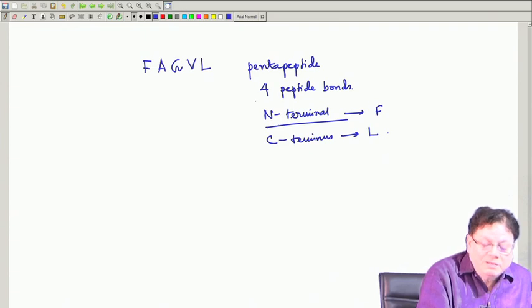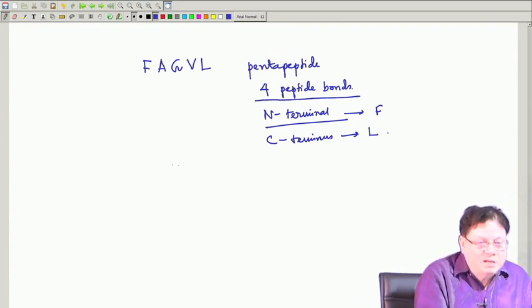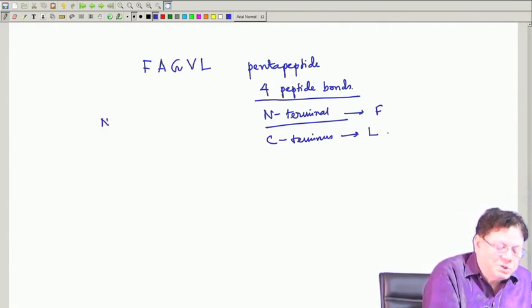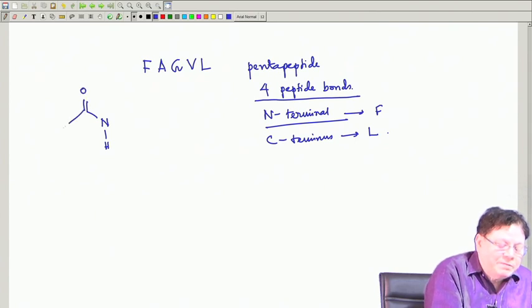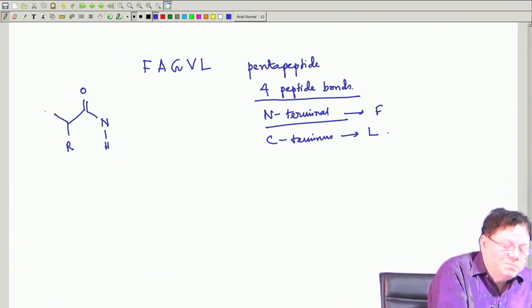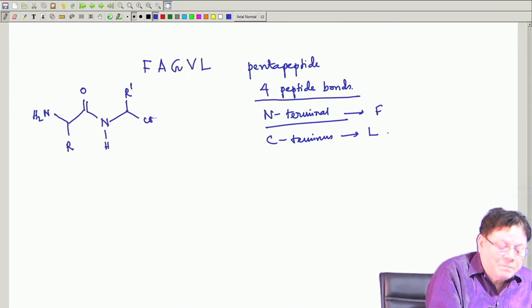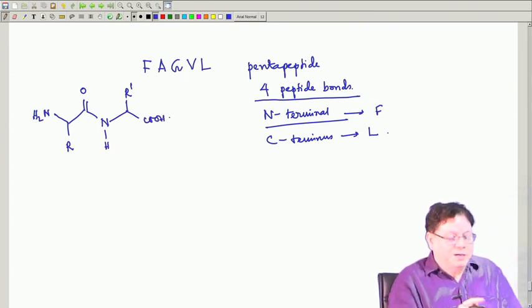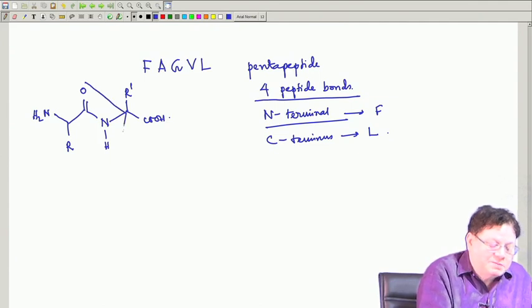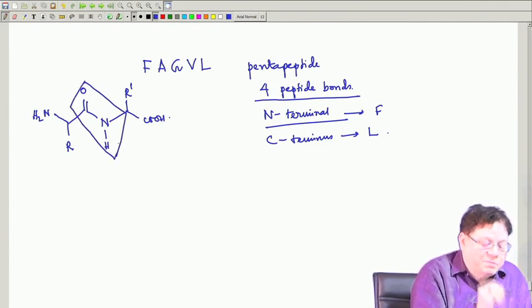Now, what is the nature of this peptide bond? A peptide bond is nothing but an amide bond, NH-CO. So, you have an NH and a CO bond. When do we call an amide bond a peptide bond? When it is between two amino acids, that is the only thing. So, suppose there are two amino acids, this is a dipeptide. This is the peptide bond.